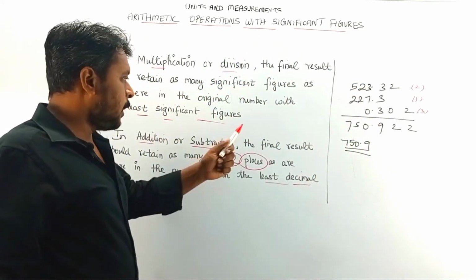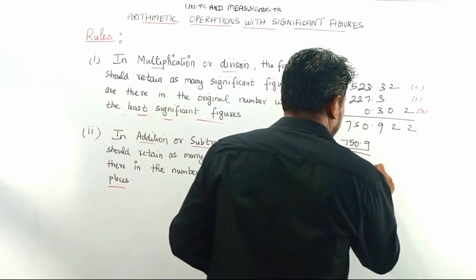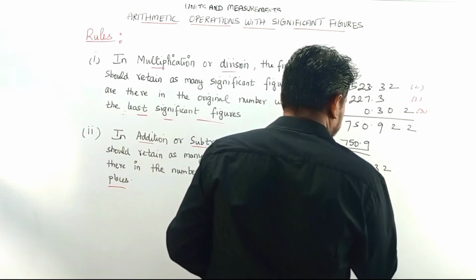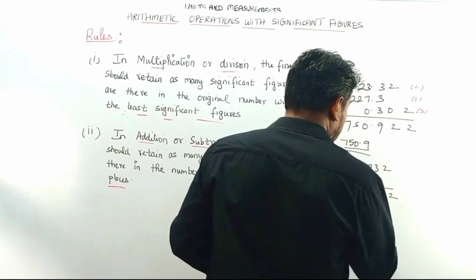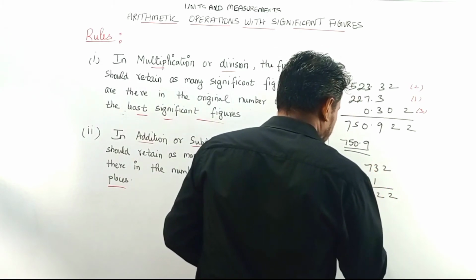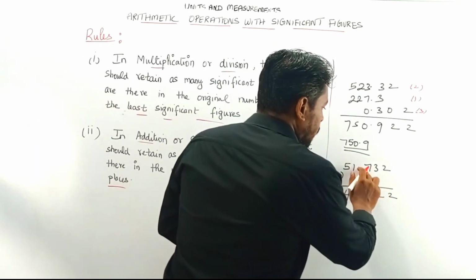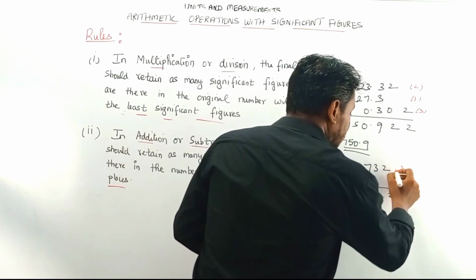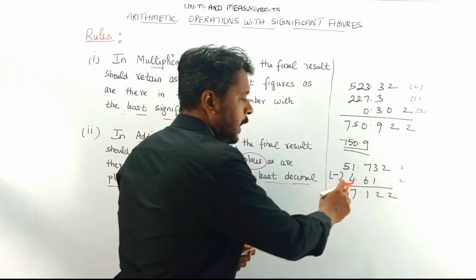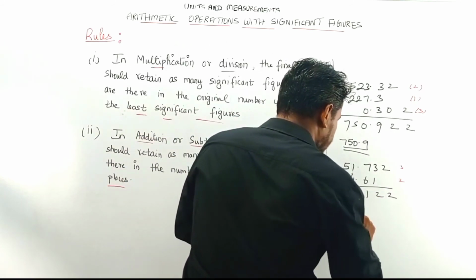Let us follow the same rule for subtracting two numbers. I am taking the numbers 51.732 and 4.61, and subtracting. I am getting the answer as 47.122. The first number has 3 decimal places and the second has 2. So the least is 2, and I have to write the result up to 2 decimal places. The answer is 47.12.